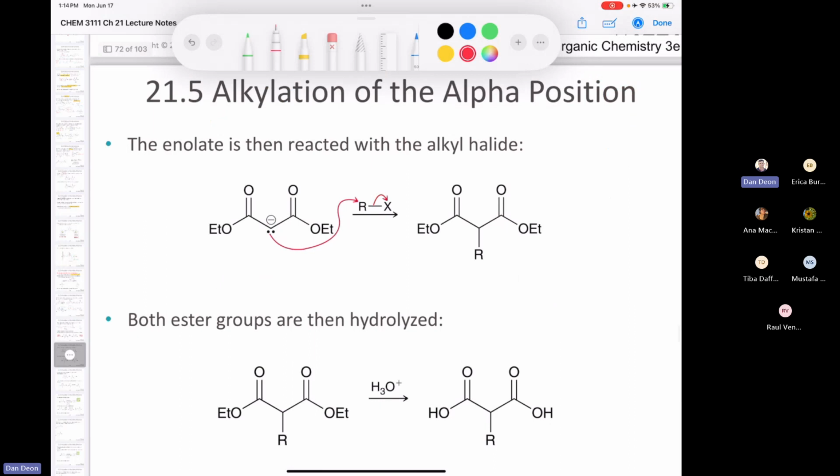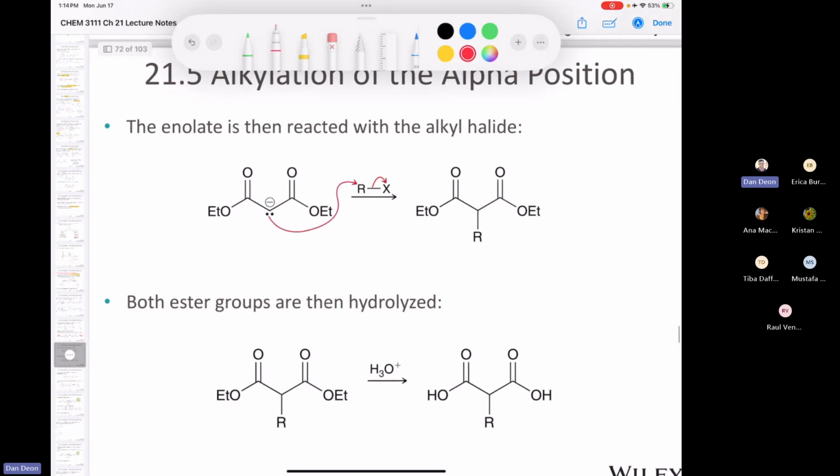So the enolate is then reacted with the alkyl halide. So you might be saying, now, what's the point of all this? Well, the point of all this is that now you have this diester. And what's cool about that is if you hydrolyze it, you hydrolyze this ester to a carboxylic acid and this ester to a carboxylic acid.